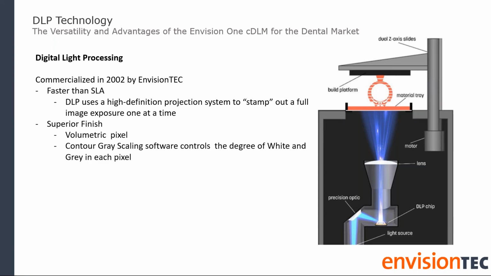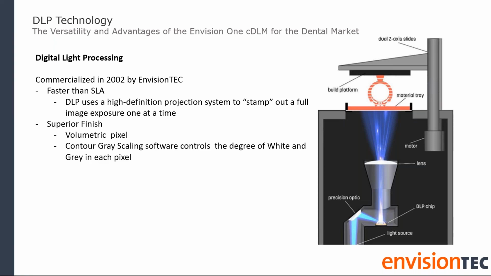In 2014, EnvisionTEC received an FDA approval on 3D printed restorative crown material, and in 2016, EnvisionTEC was the first to receive FDA approval on splint material for eGuard and denture material for the eDenture Plus.